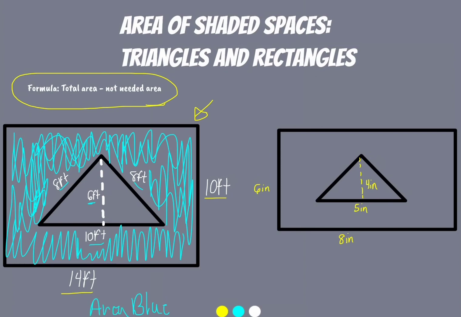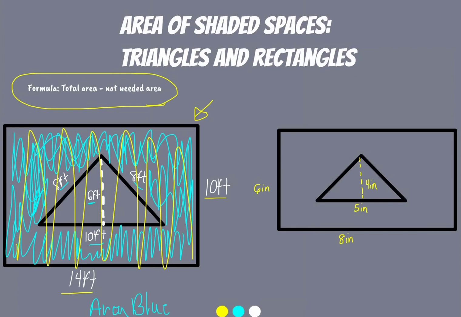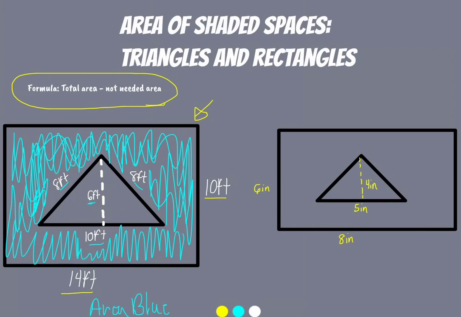Well, you're going to take the total area of the whole shape. So you're going to take the area of everything, and you're going to subtract the area of this guy, because that's the stuff you don't need. So what you're really doing is you're taking, okay, what's the area of the rectangle? You're subtracting what is the area of the triangle. Now, that means you need to remember the formula for both triangles and rectangles.